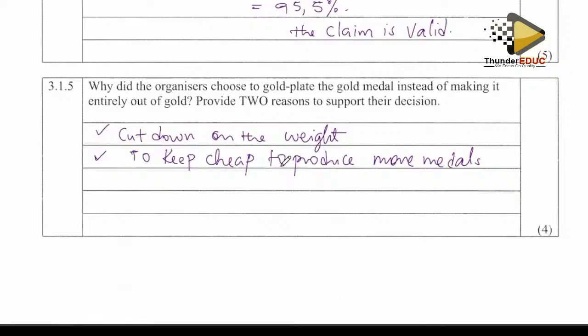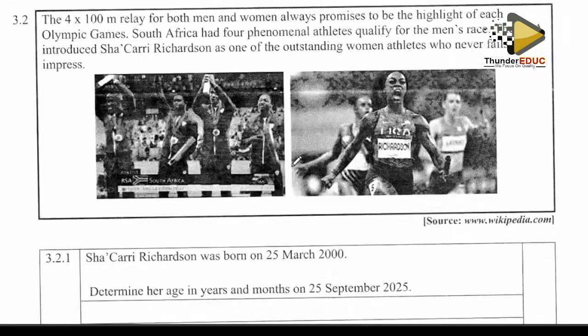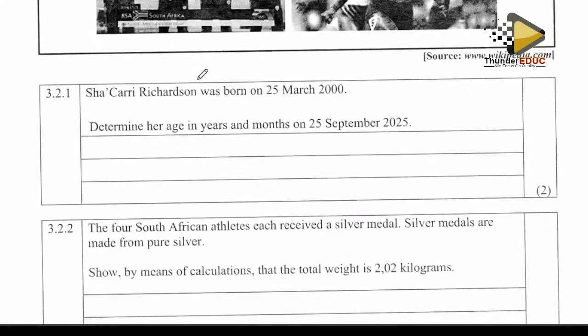Okay, question number 3.2. The 4x100 meter relay for both men and women always promises to be the highlight of each Olympic Games. South Africa has 4 phenomenal athletes qualify for the men's race. The USA introduced Shaya Sheikh as one of the outstanding women athletes and never fails to impress. There we go. Shaya was born in March; determine her age. So guys, I'm here looking at this.